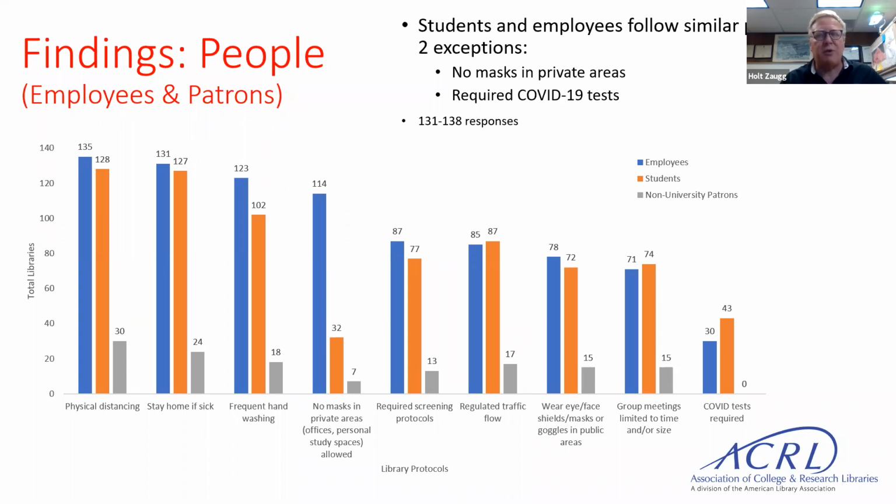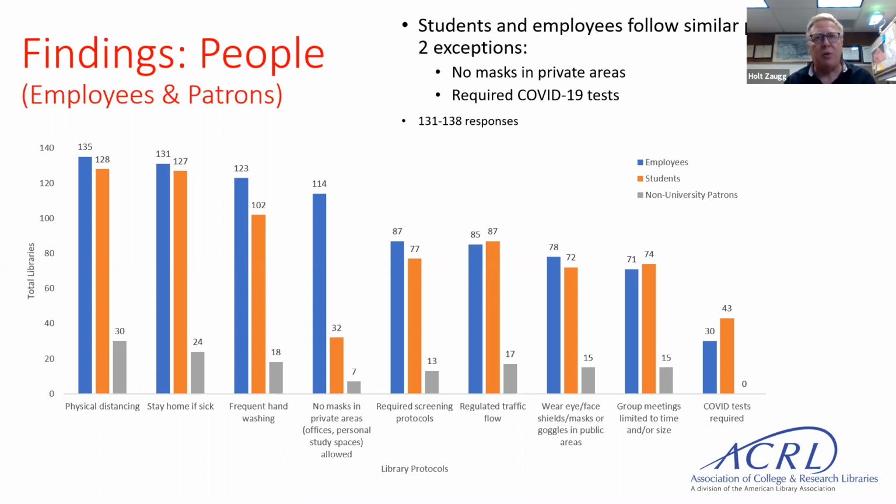They had regulated traffic flow, so people going both directions were not in close proximity to each other, but there was a one-way in and one-way out. They had some kind of eye or face shields or masks or goggles that were in public areas. But if you look at the fourth set over there, library employees who had a private area or an office were allowed to take those off while they were working in those, whereas students were required by and large to continue wearing them even when they were in a more private area.